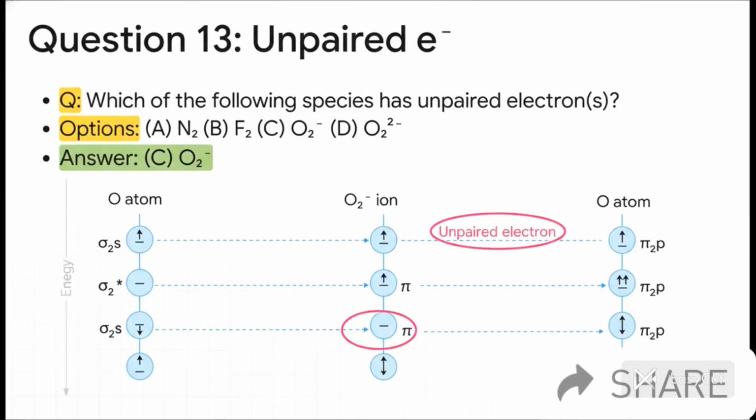Chaliye, next question. Number 13. Which of these has unpaired electrons? The correct answer here is C, O2-. Now, you could draw out the whole complicated molecular orbital diagram, or you could use this awesome shortcut. Just count the total number of electrons in each one. If that total number is odd, then it absolutely has to have an unpaired electron. Simple as that. And O2- is the only one here with an odd number.